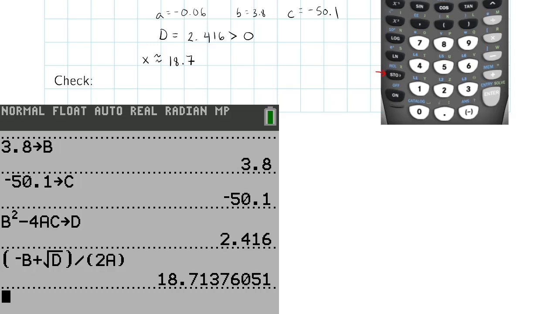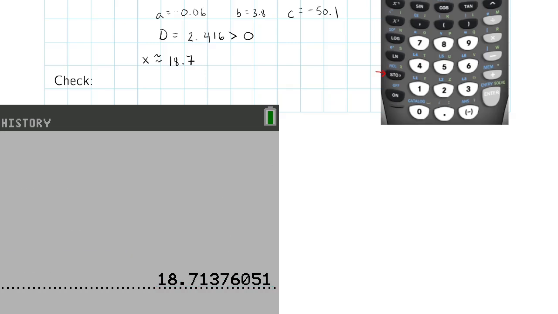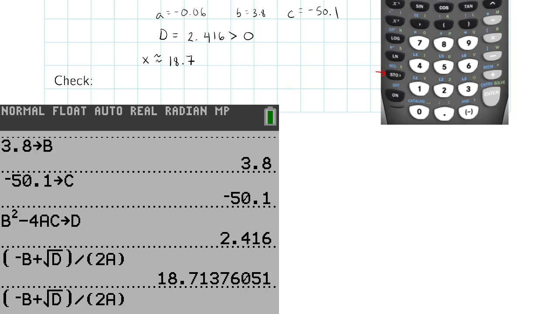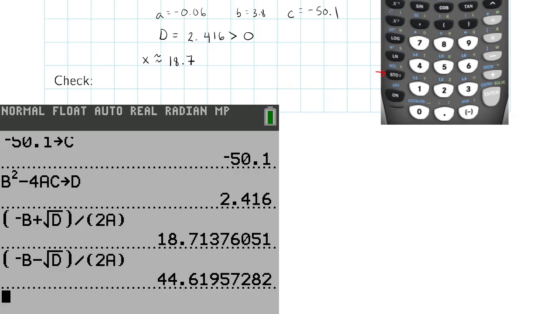For the second solution, instead of plus the square root of d, I want minus the square root of d. I could type the whole thing in again, or I can use the up arrow twice, select that formula and hit enter, and then use the left arrow to put the cursor over the plus sign, change it to a minus sign, hit enter again. My second solution, x is approximately 44.6, again rounding to one decimal place.